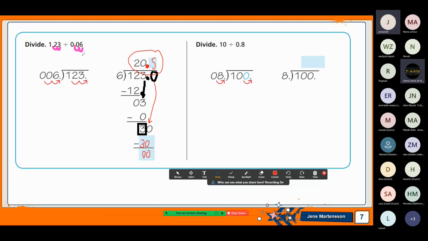Now, here, 10 divided by 0.8. So first of all, you will move the decimal point 1 digit. So it comes like this. And then here, look at this one.